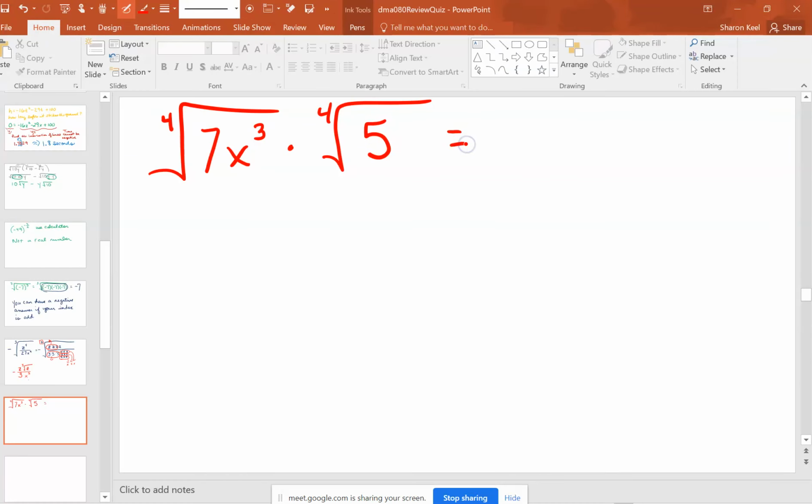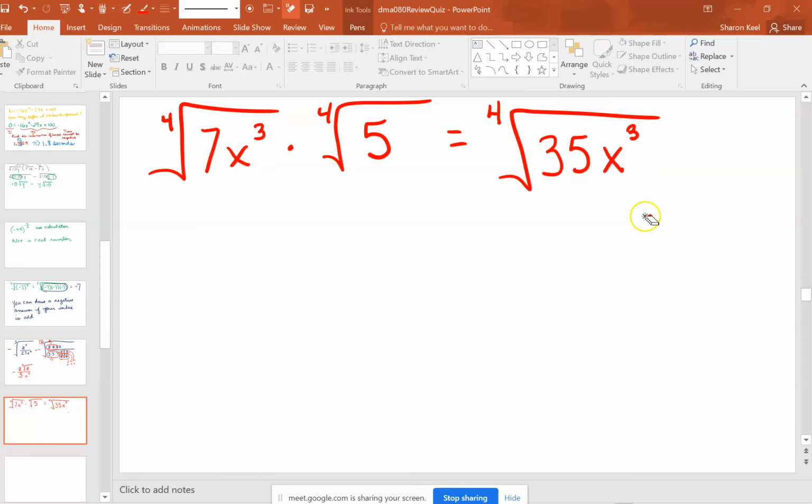So as I do this problem, the index is a 4. 7 times 5 is 35. I can multiply them because they are both numerals under an index of 4. And then I have x to the third power.